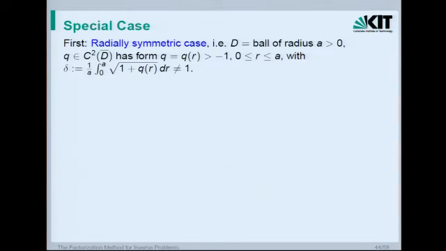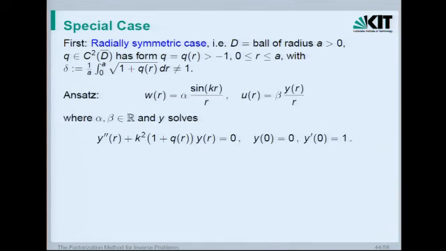Yeah, first the radially symmetric case. Also, David Colton will talk on that case next week. So if you have a ball of radius a and your function q depends only on r, here you have an assumption that q is not 0. In general q could be bigger or smaller than 0, but this mean does not have to be 1.